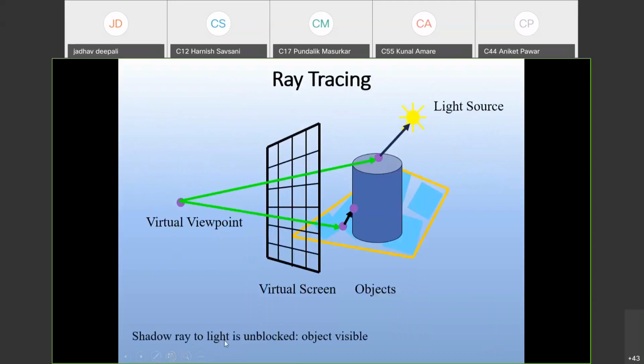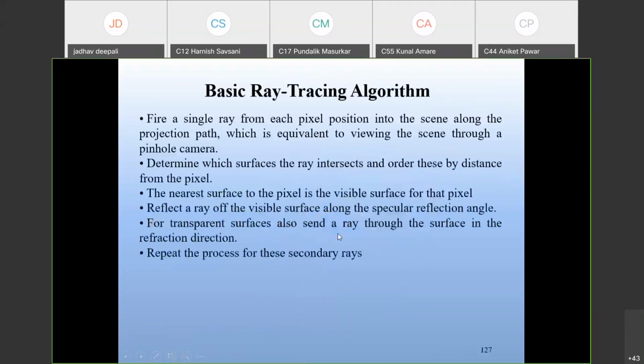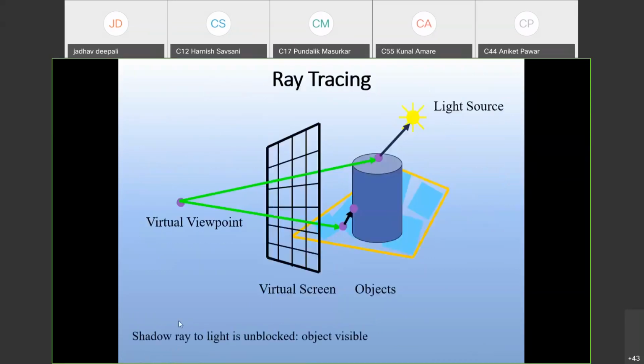So the shadow ray to the light is unblocked if the object is visible, and the shadow ray to the light is blocked if the object is in shadow. If there is a shadow of the object, then the ray is blocked. You can observe here the ray is blocked. But if this is not there, meaning if it is visible, then the shadow ray to the light is unblocked. Unblocked means it is allowed to go.